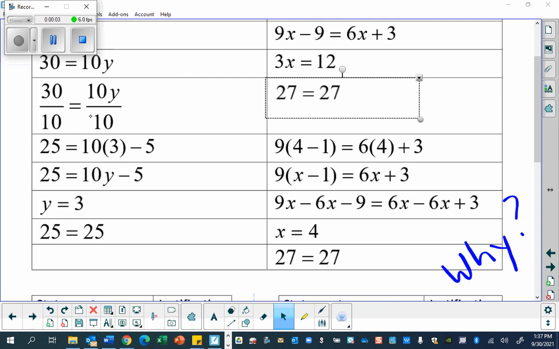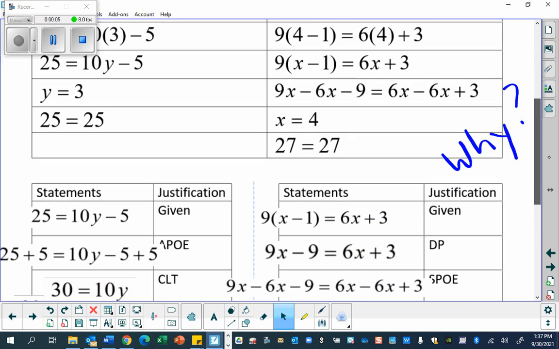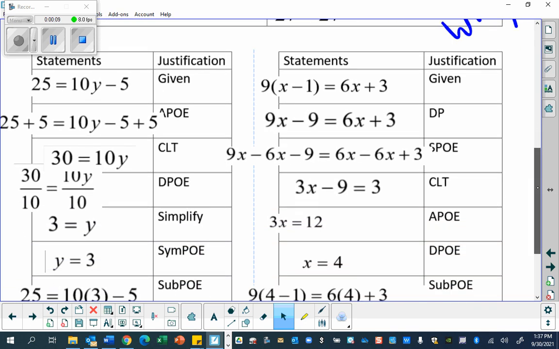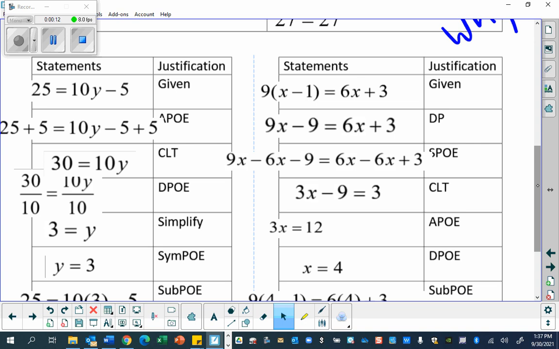All right, so with this form up, I want you to look at and check your statements with mine as far as what is given, and the justification for each one. So notice my addition property of equality here has me adding 5 to each side. And then the next line down is my combining like terms.